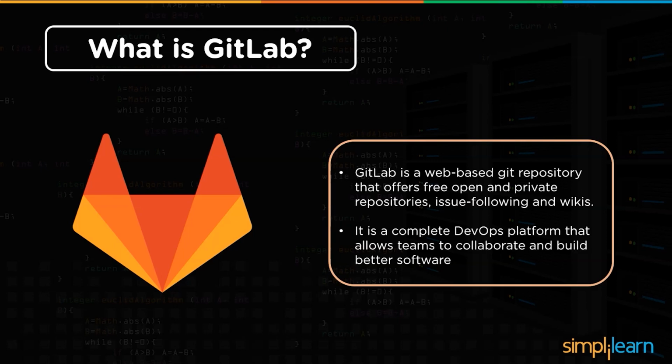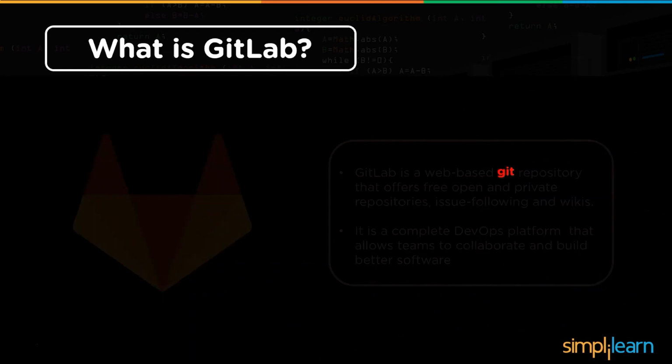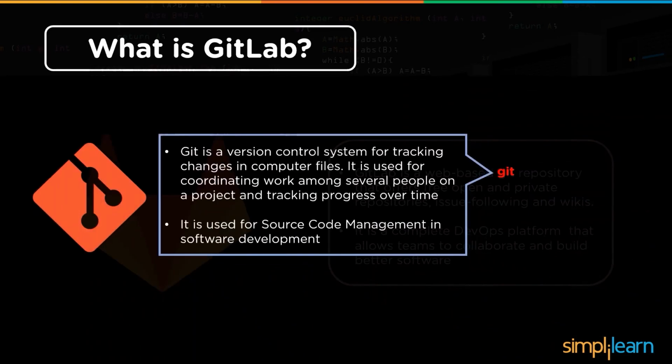Before we move further, it's important to know what is Git. Git is the most commonly used version control system that helps in tracking changes made to the files. Hence, we may have a record of all the changes that have been made in a file, and we can also revert back to a specific version.